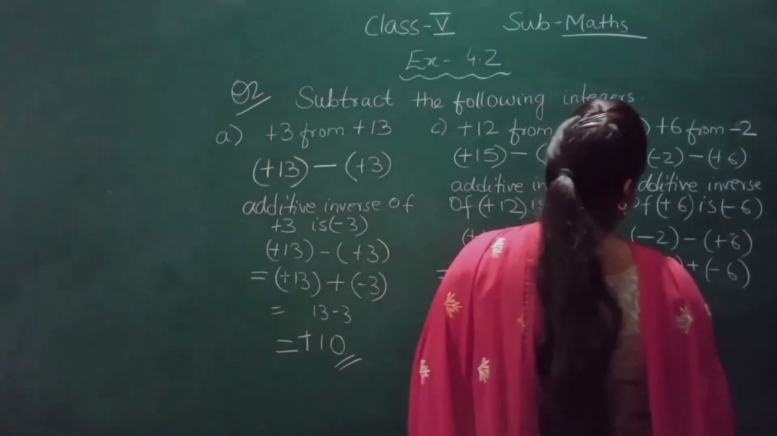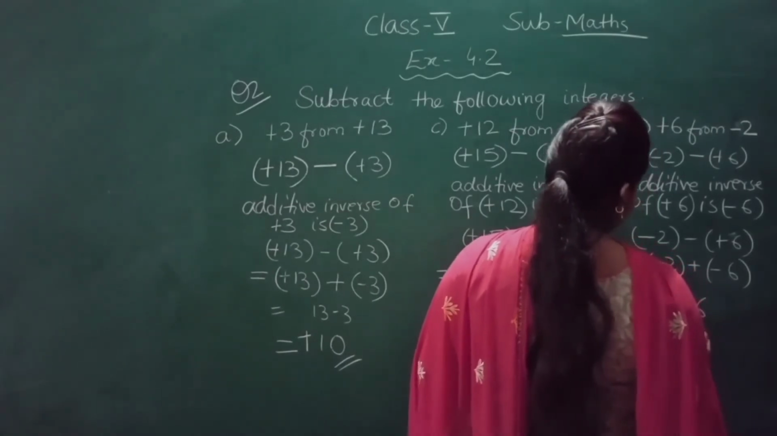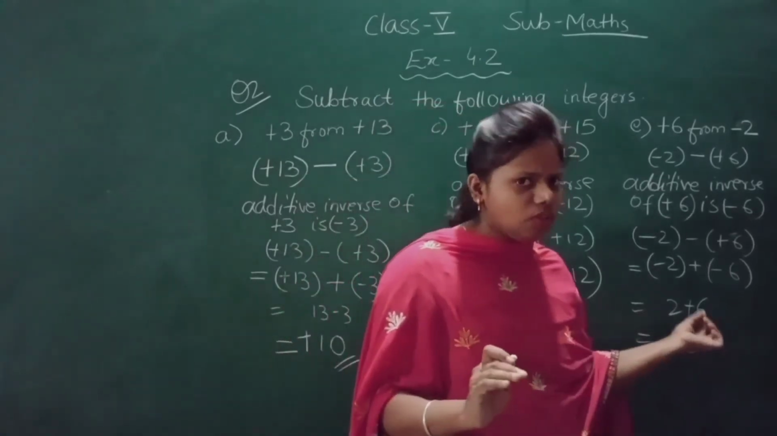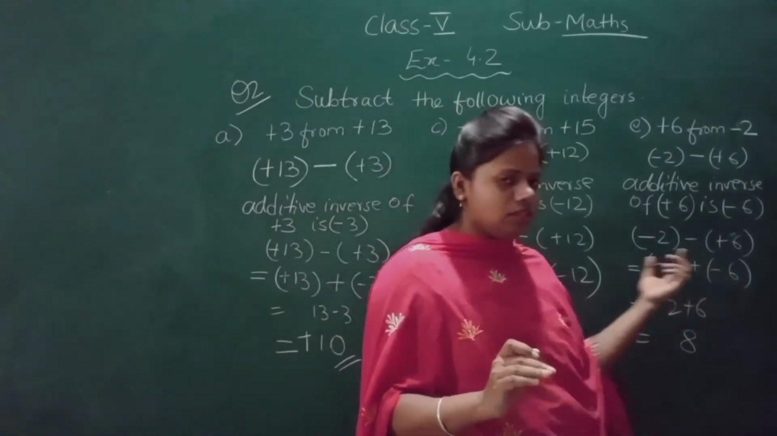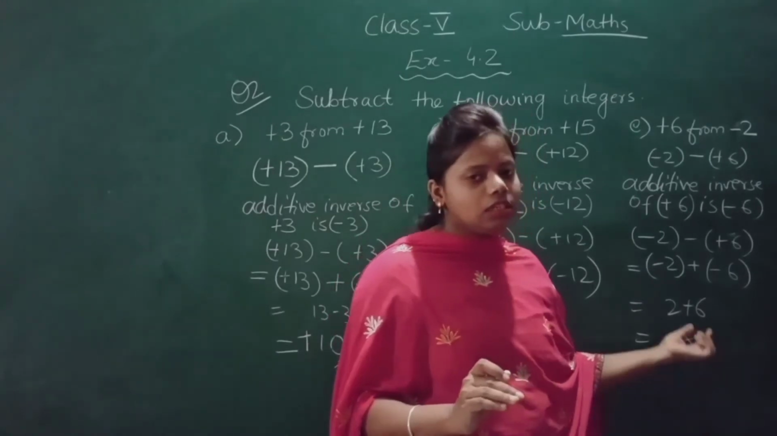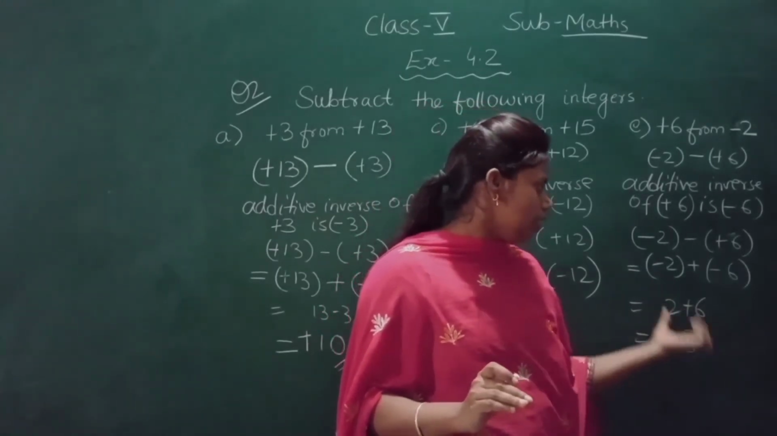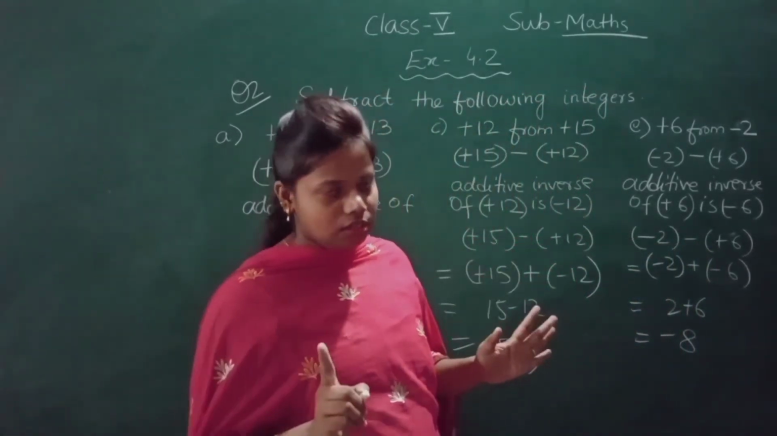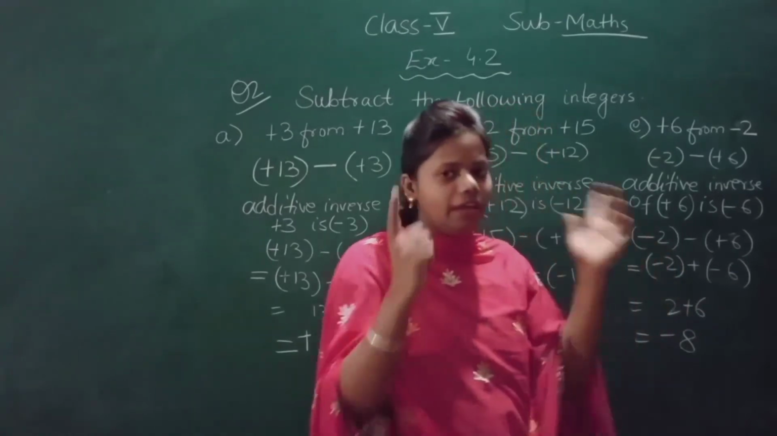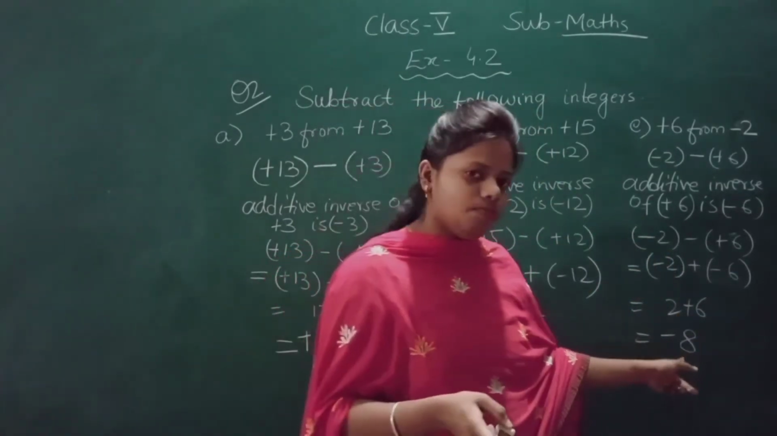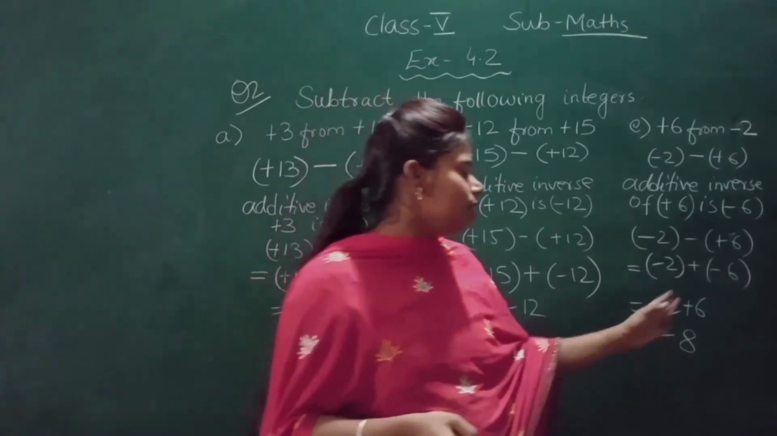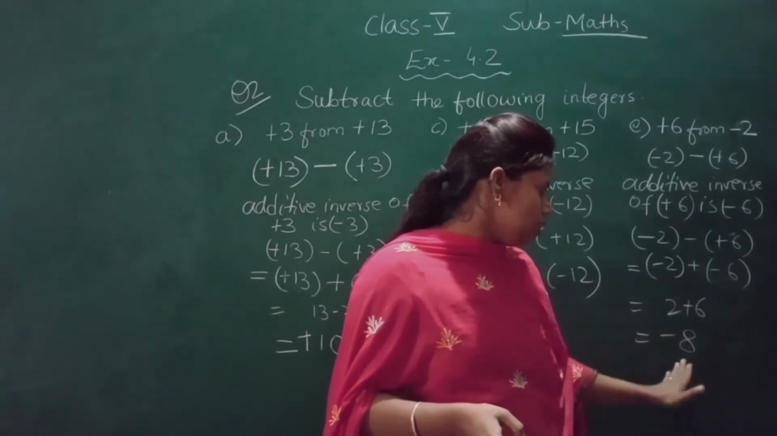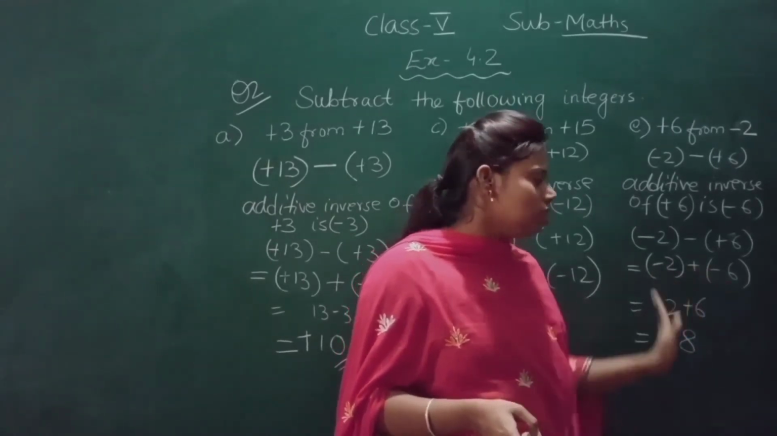Here you can just add 2 plus 6, and what is it? 8. I am doing this just for your convenience, so that you don't get confused. So minus 2 minus 6 is 8, and which sign will we put? We will put the minus. This calculation you can do in your mind also. 2 plus 6 is 8, and we will put the minus sign, as both the signs are the same.